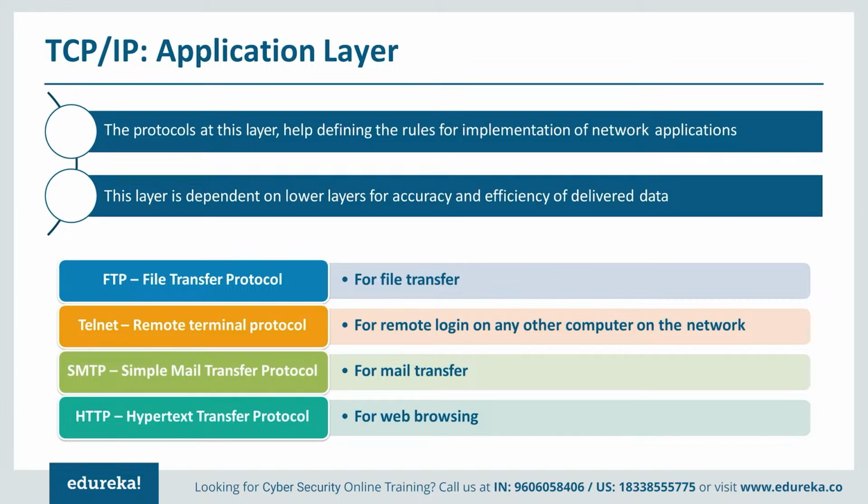What is FTP? FTP is simply a file transfer protocol. It helps us share a file from a server or store files on the server. Telnet is a remote login protocol. It helps us log into a computer remotely. SMTP is the simple mail transfer protocol, which helps us send emails. HTML is the hypertext markup language, and it uses the HTTP protocol, hypertext transfer protocol, for browsing websites on the internet.